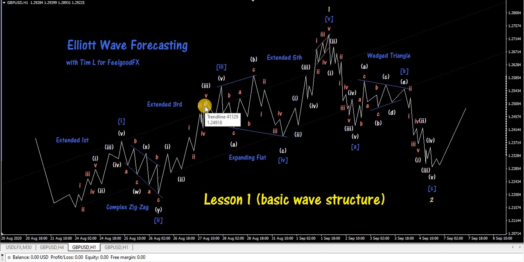Okay, guys, so very important and very handy rule to know. When your third wave is the shortest, you are within an extension. You are actually inside a major extension. Okay, then I've also got here our fifth wave extension, and that's where we've got our 1, 2, 3, 4, 5.